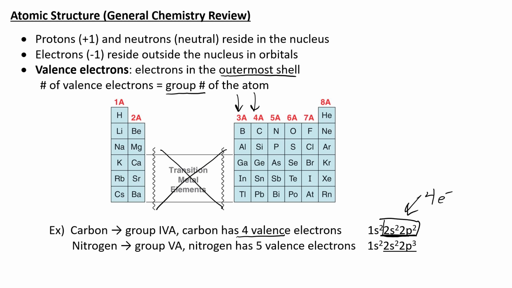If you look at nitrogen, group 5, meaning it has 5 valence electrons. Let's look at its outermost shell. In the second energy level, we have 2 in the S and 3 in the P. So we have 5 valence electrons.